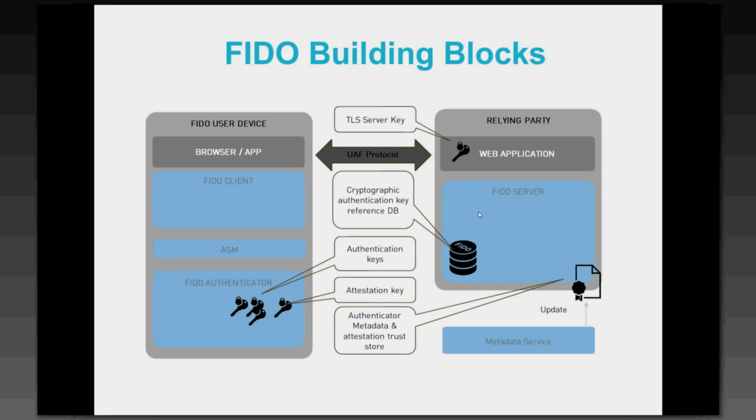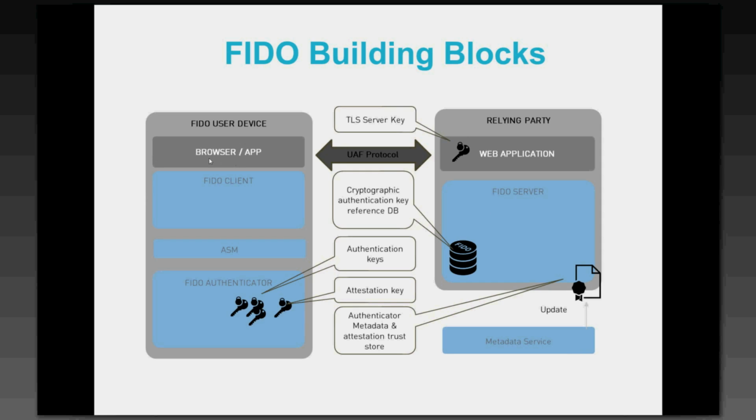So there's no need to expose the FIDO server directly to the internet. This is in line with most setups in data centers of relying parties at this time. The FIDO protocol messages are exchanged between the existing web application and the web browser or the mobile app, and just added to the existing TLS protocol. Now, the FIDO server has a database storing all the cryptographic authentication key references, which is essentially the public keys. And the server has a TLS server key, because we need that identity of that server to tie the authentication keys to. And it receives updates from the metadata service.